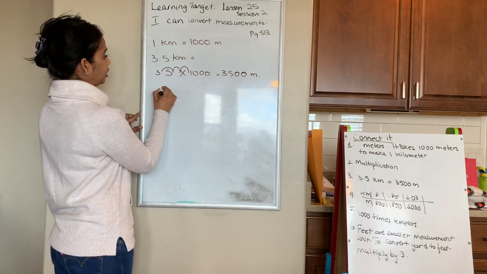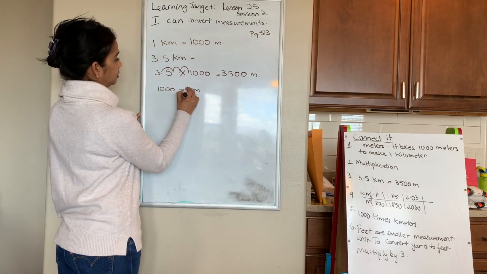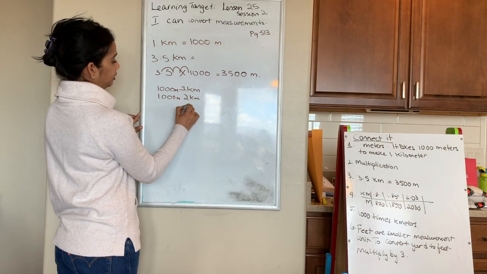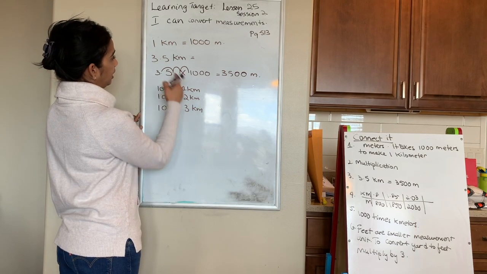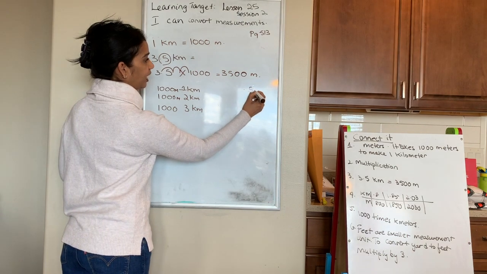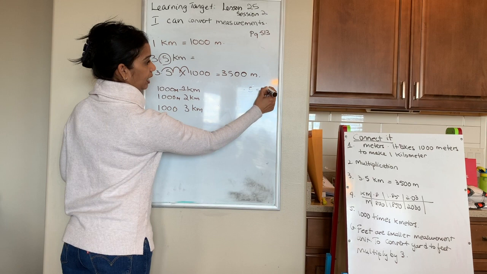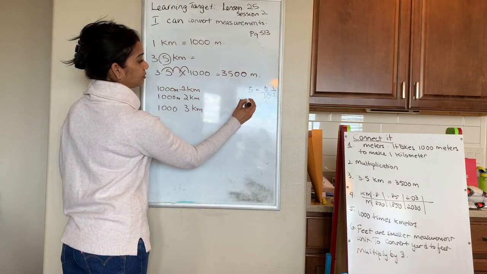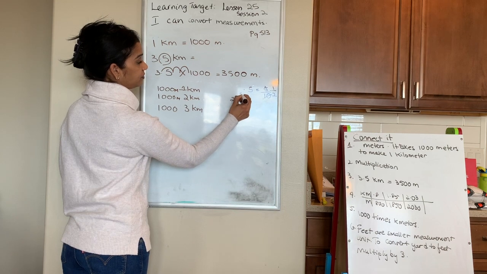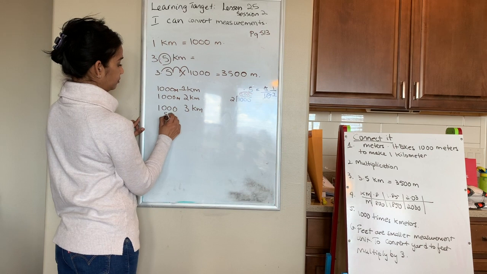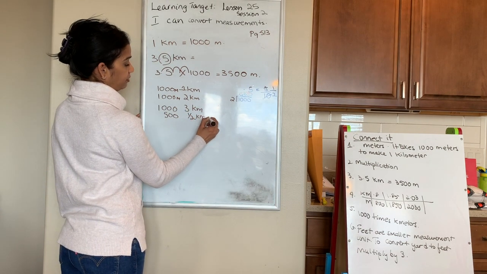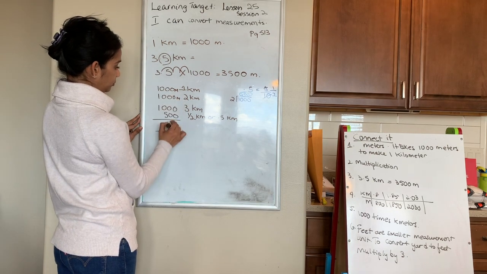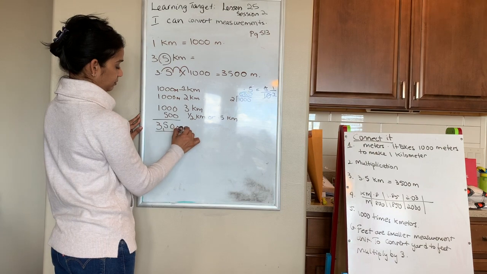Or I could do 1 kilometer is 1,000 meters, 2 kilometers, put another 1,000 here, 3 kilometers, put another 1,000. And then 0.5 is a half because 0.5 is equal to 5 over 10. If I simplify that, 5 into 5 is 1, 5 into 10 is 2. Half of 1,000, 1,000 divided by 2, is 500. I know it's 500. Half a kilometer, you can write it like that, two ways. Then I add all of these and I get 3,500. See? Same thing.